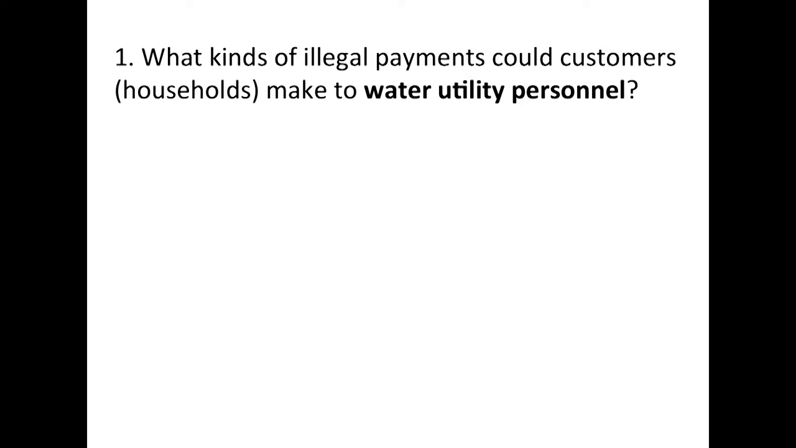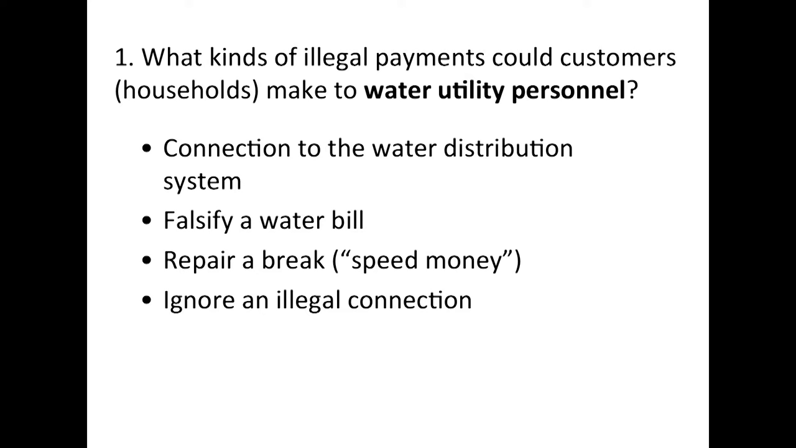The first question she asks is, what kinds of illegal payments could customers or households make to low-level water utility personnel? And she finds that there are four main ones. First, payment for a connection to the water distribution system. Second, payment to falsify a water bill. Third, payment to make a repair. And fourth, payment to ignore an illegal connection.